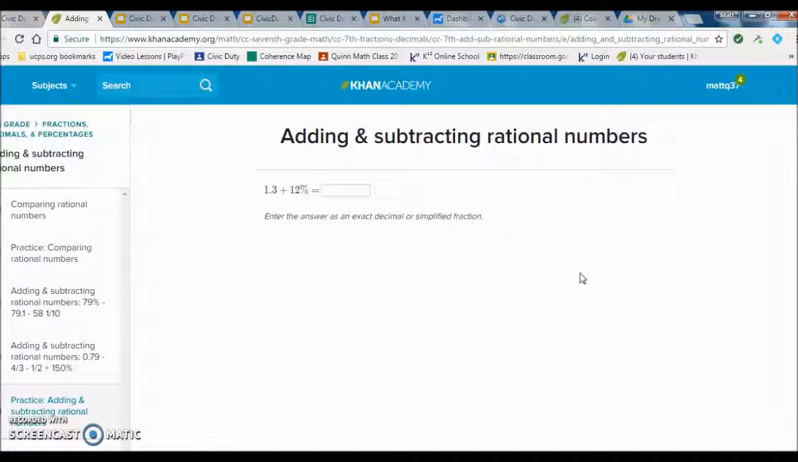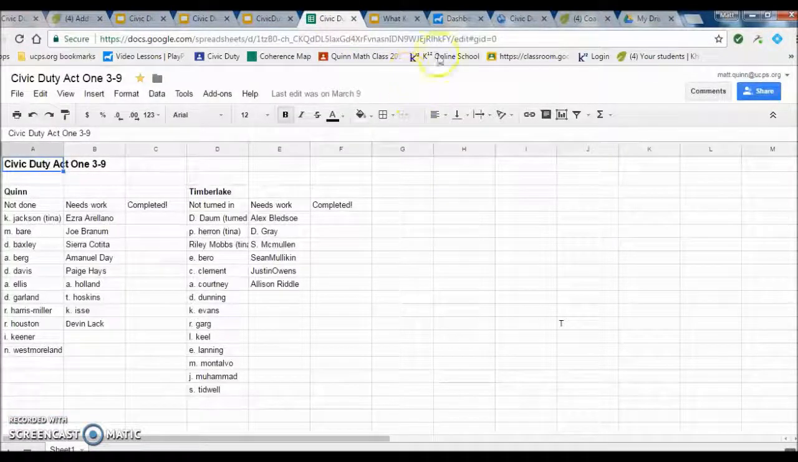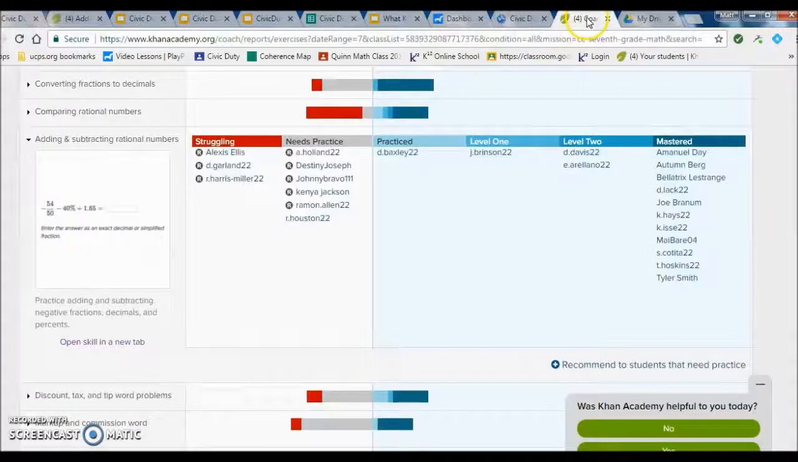This is a free resource. It gives you all kinds of great data. All right, adding and subtracting numbers. Whoops. Shows up here, right? You can link to it here.